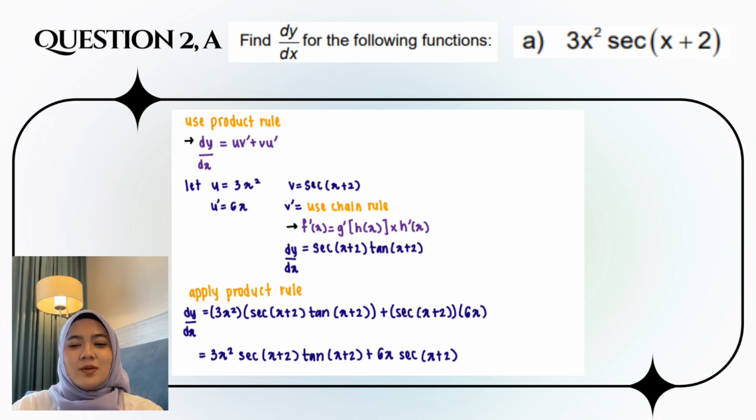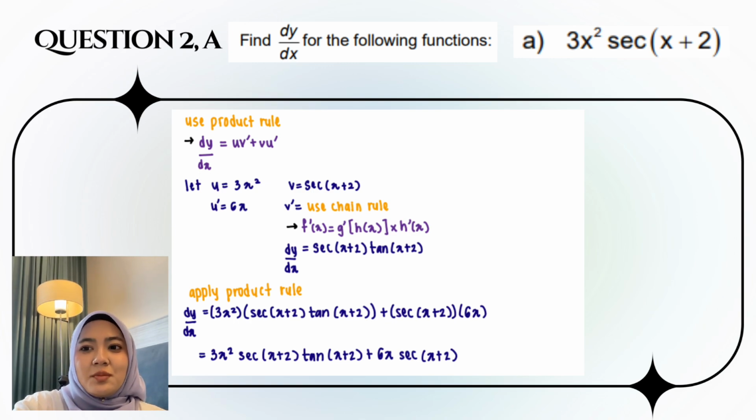For my part, I will be explaining the solution for question 2. So for question 2a, we need to find the dy over dx for the following function, 3x squared sec(x plus 2). So we can see that for question A, there are two functions, 3x squared and sec(x plus 2). Because there are two functions, we need to use product rule.